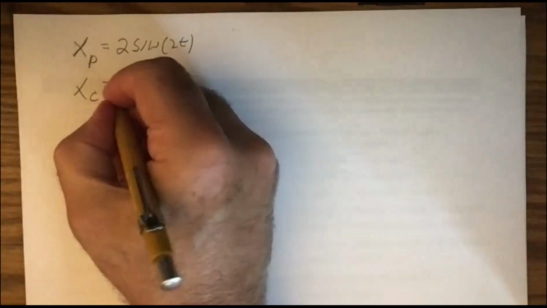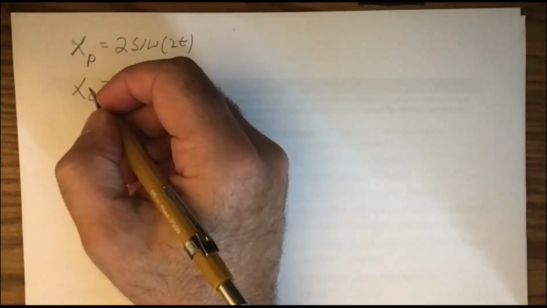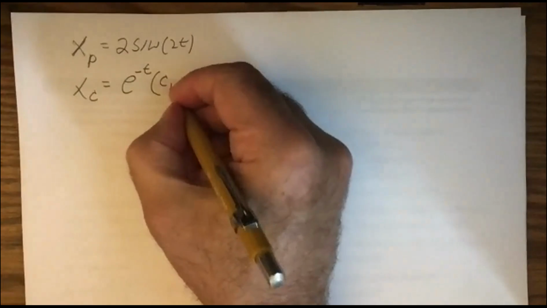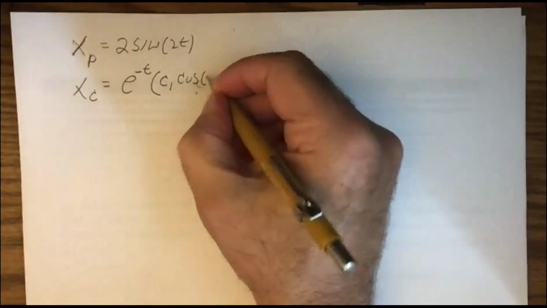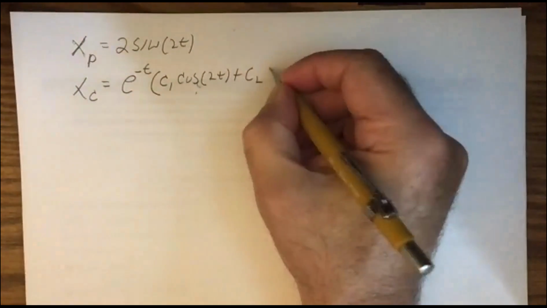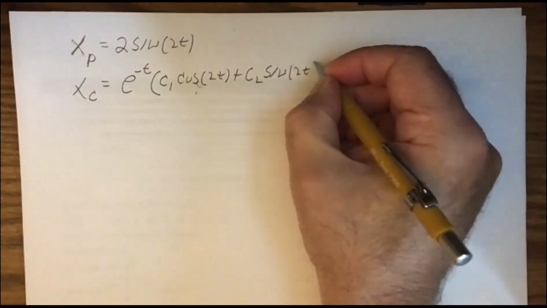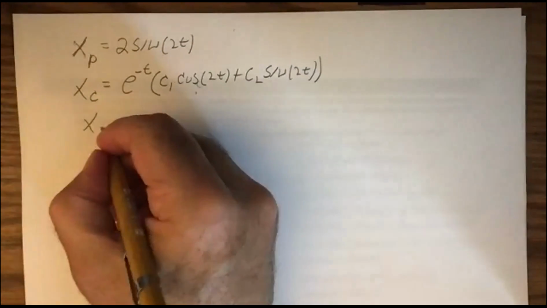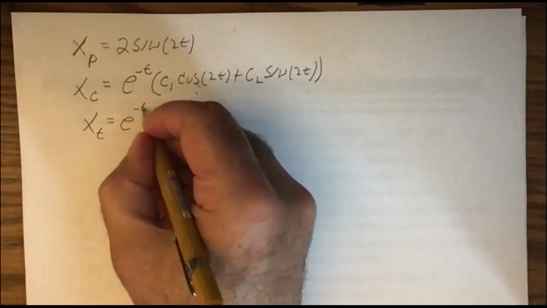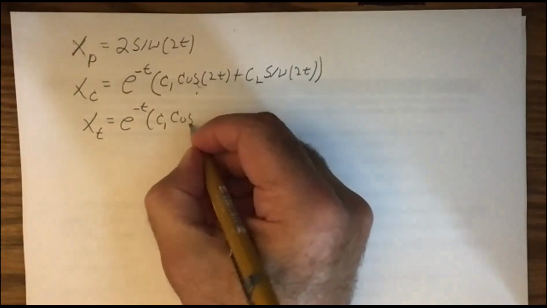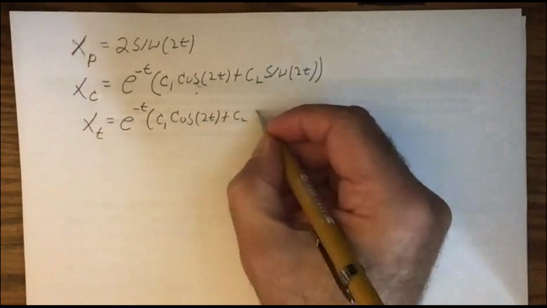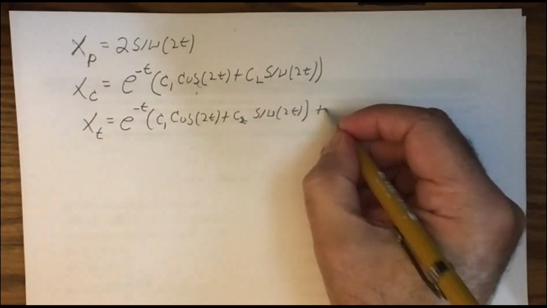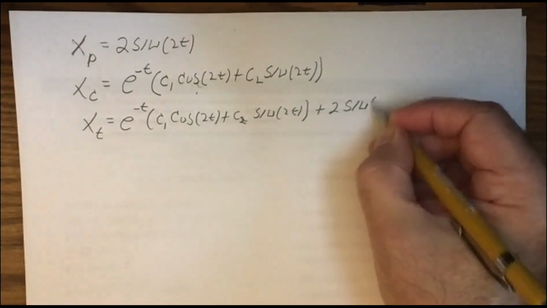Remember, our complementary solution was e to the minus t times c1 cosine of 2t plus c2 sine of 2t. So our total solution is the sum of these two. Our total solution is e to the minus t times c1 cosine of 2t plus c2 sine of 2t, plus 2 sine of 2t.